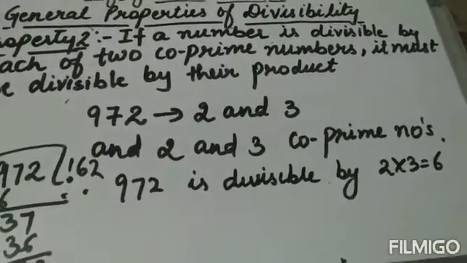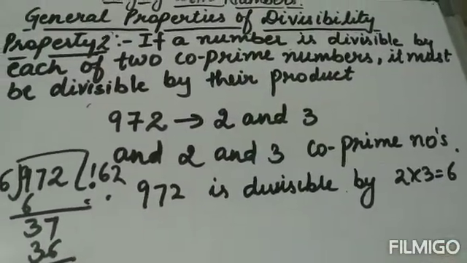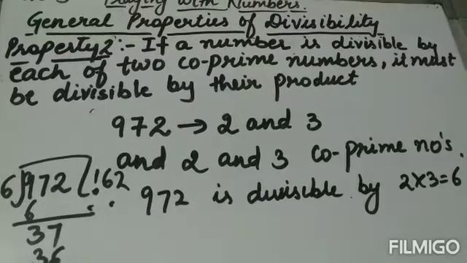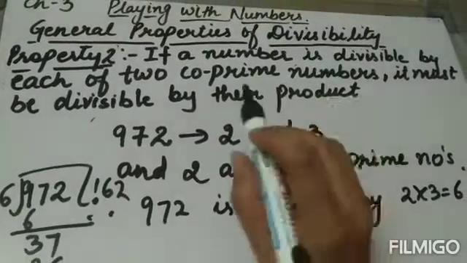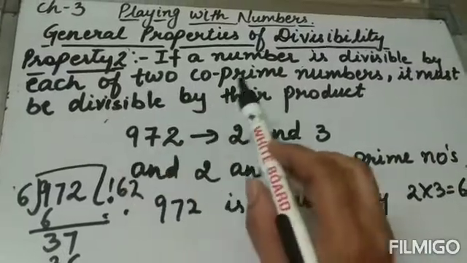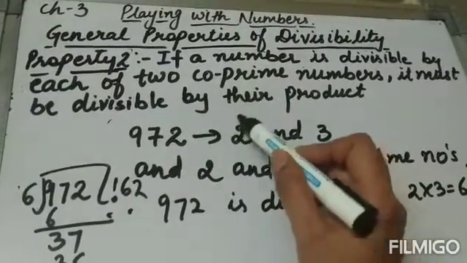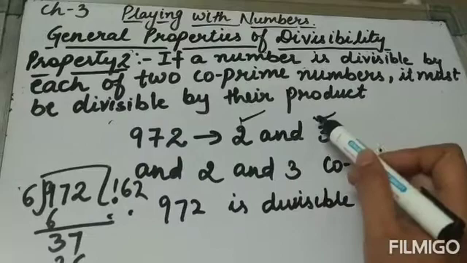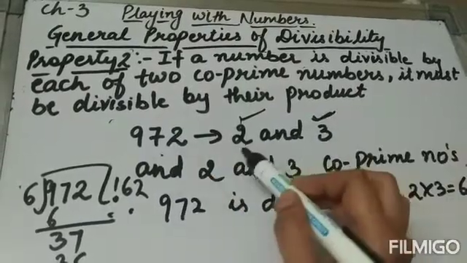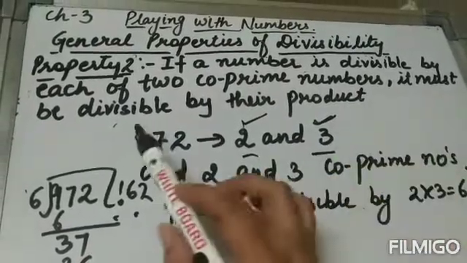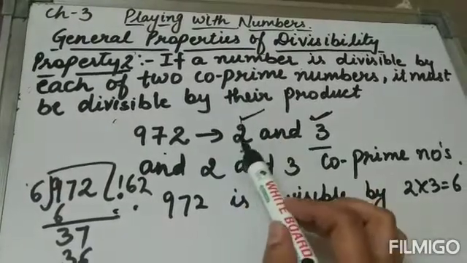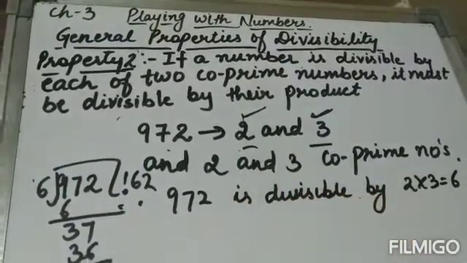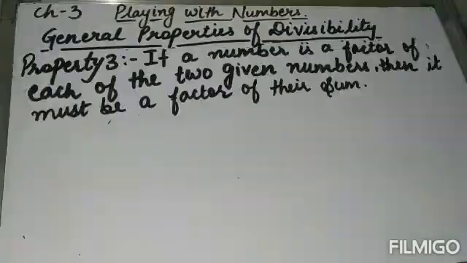And the divisibility test of 6 is if a number is divisible by 2 and 3, then it is divisible by 6 also. Okay. So if two co-prime numbers are there, if a number is divisible by two co-prime numbers, then it must be divisible by their product. Then it will be divisible by product of these two numbers also. Okay. So this is our second.